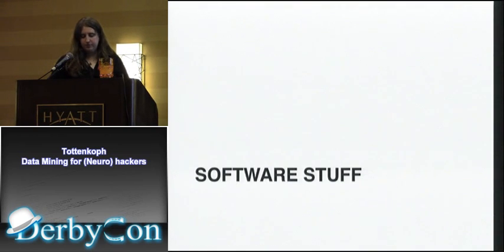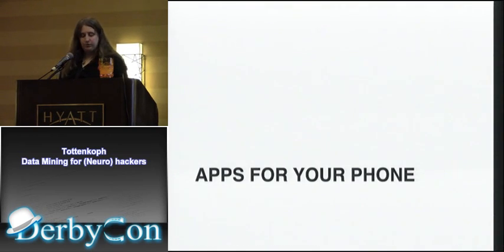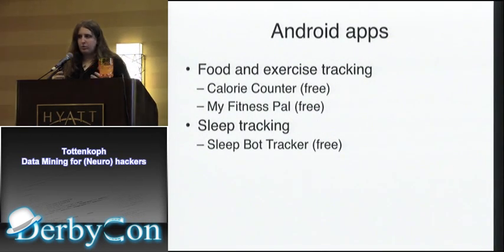Software stuff. Apps for your phone. We're going to start with Android apps. There's a whole bunch of these available in the Android market. Almost all of them are free. You don't have to get the pro version unless you really, really want to. For food and exercise tracking, I personally use Calorie Counter. It has everything there. It has a food diary, a weight diary, and constructs a graph. You can save recipes that you use and view it on the website. They have MyFitnessPal. And then they also have a sleep tracking app, which is Sleepbot Tracker.